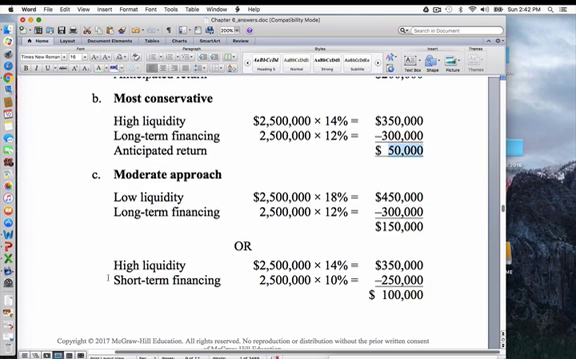And then I have high liquidity, low return, which is the low return I make, and then short term.